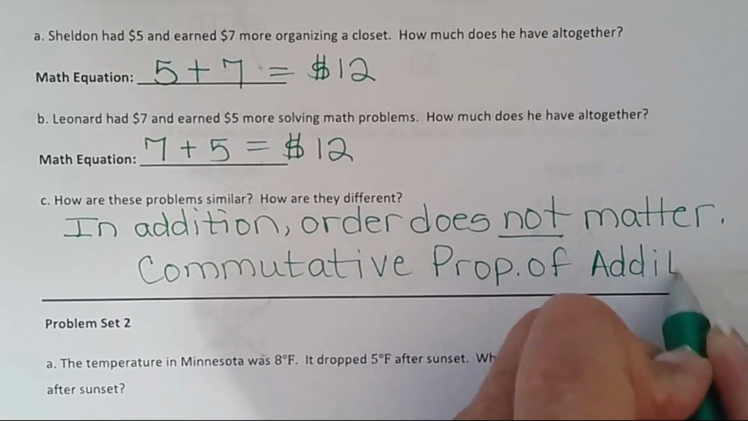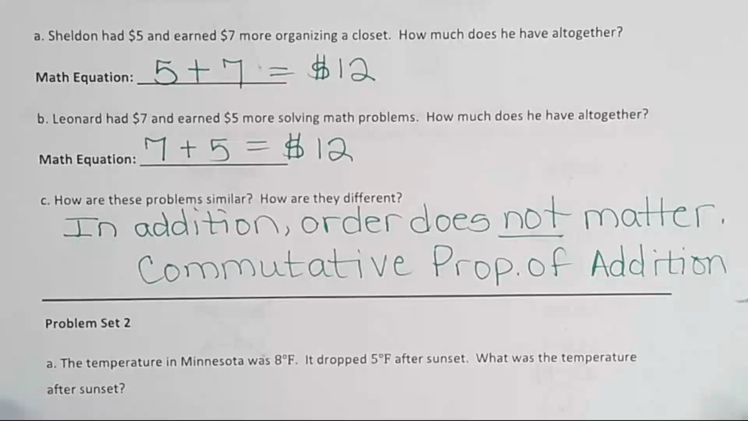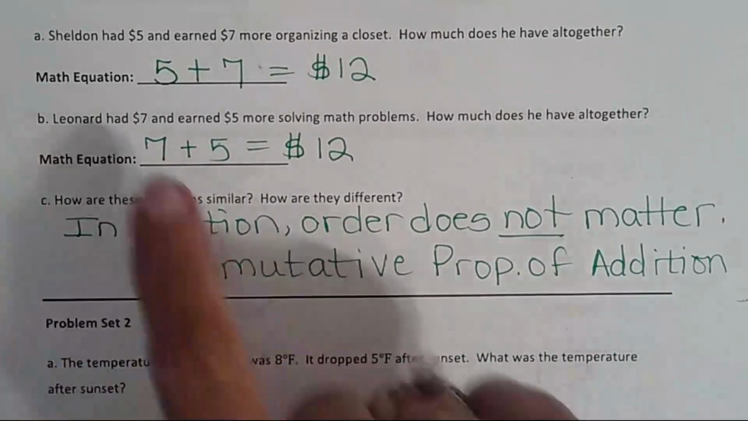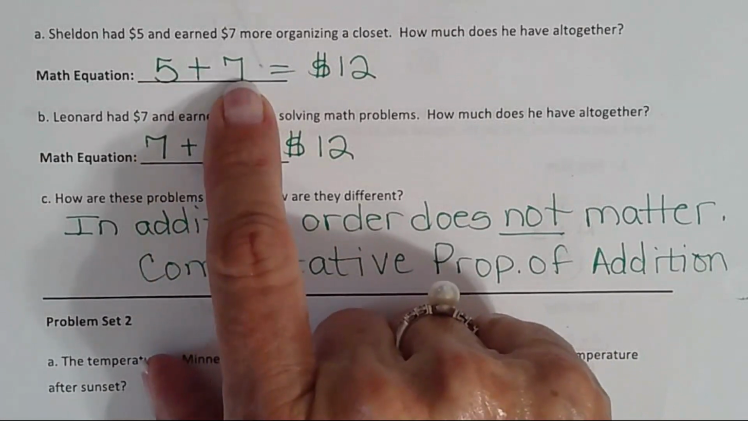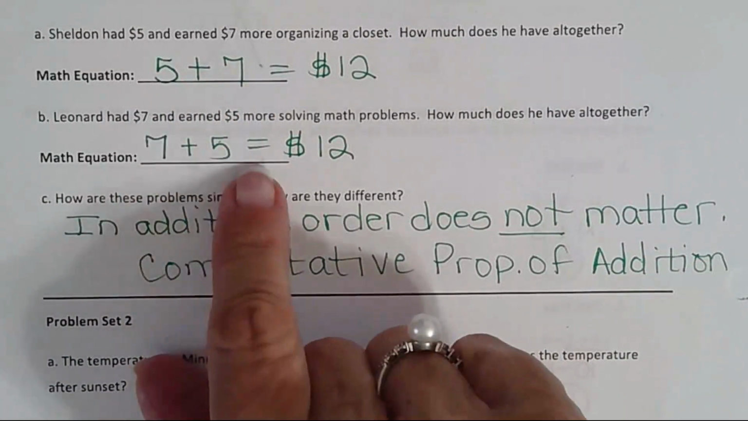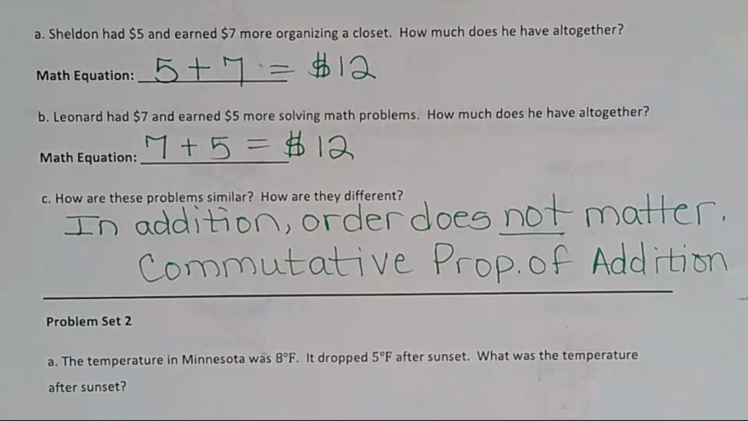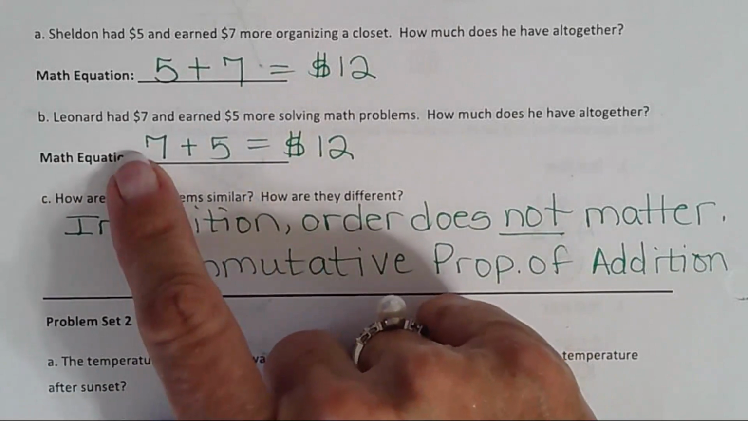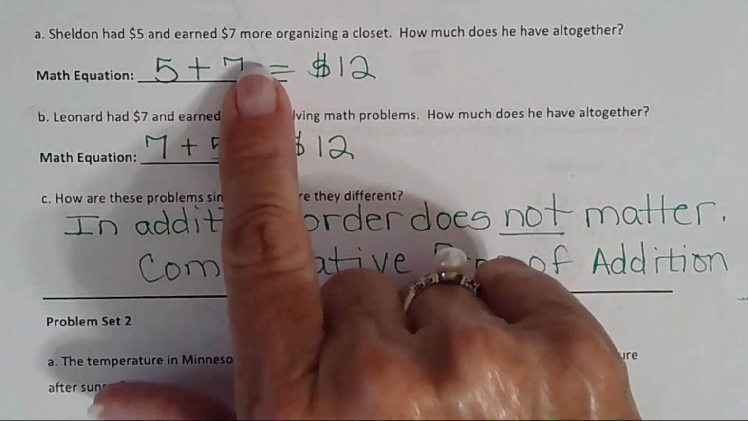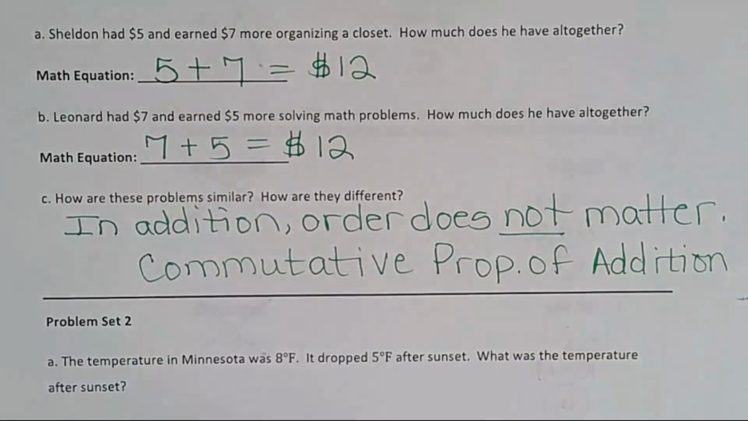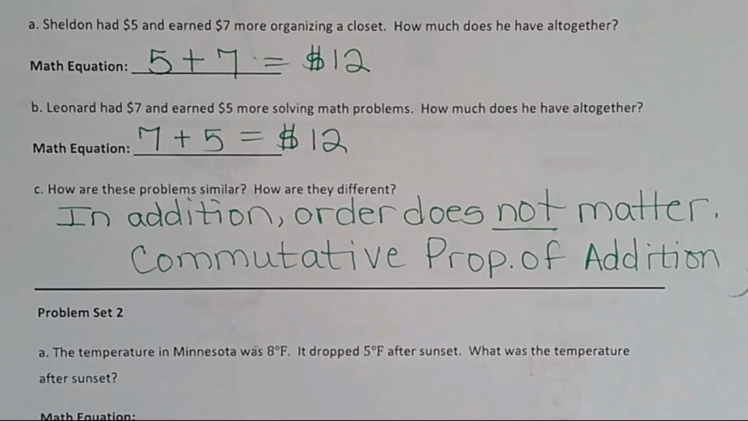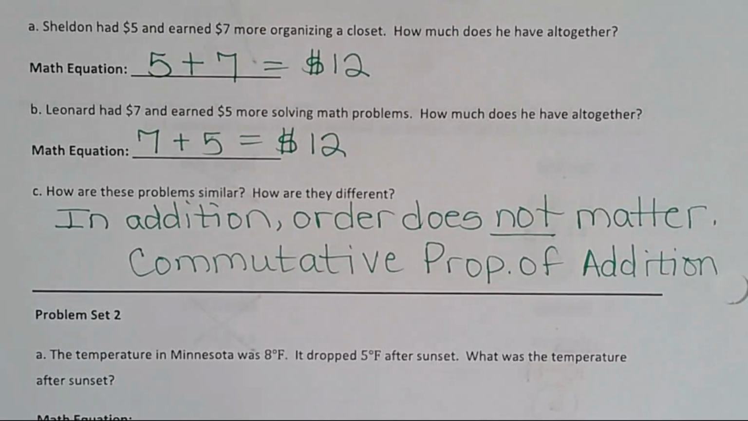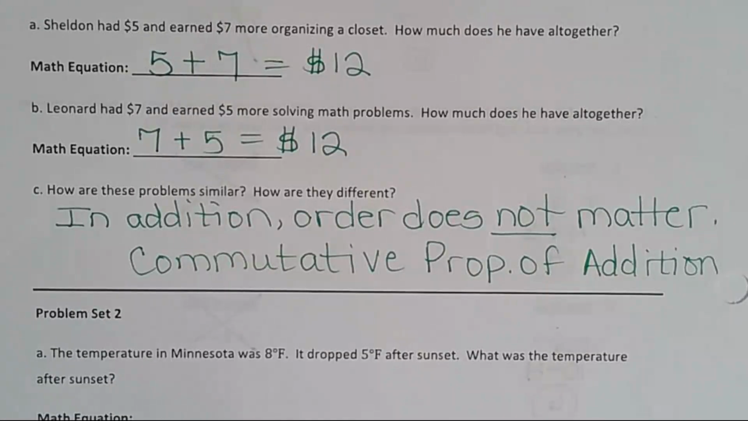And how I remember the names is I see that word commute there, or the root word commute, and I think of commuting. I go home to school, school to home. So switching the order is commuting, just like you do home to school, school to home, or home to your job, job to home. So you switch the order, you drive the same distance. And that is called commuting, or the commutative property of addition.